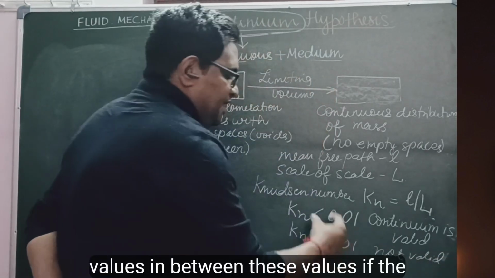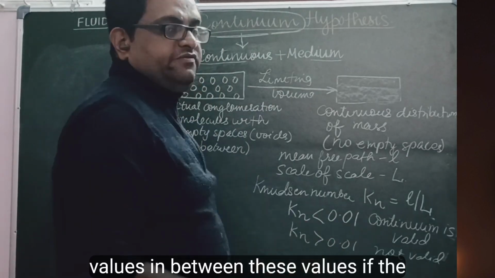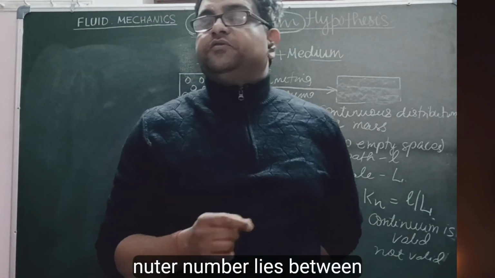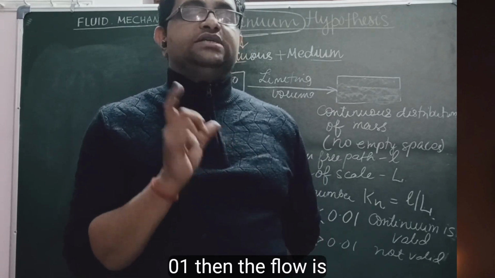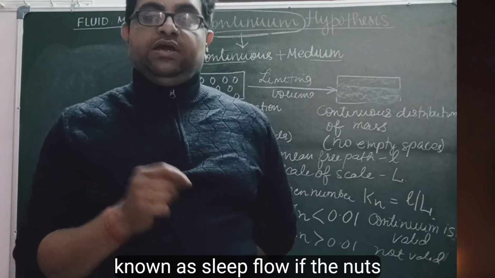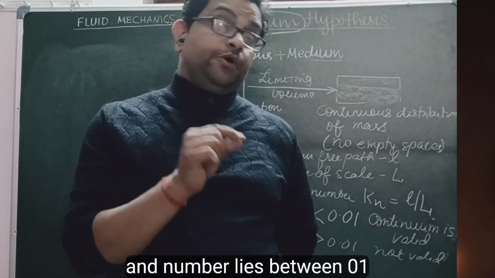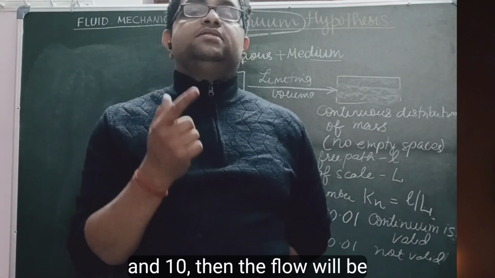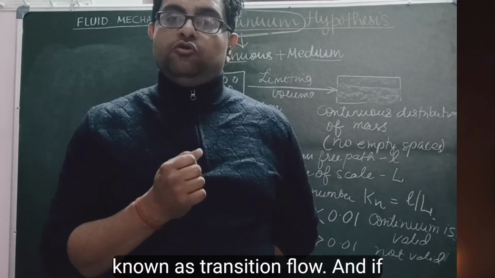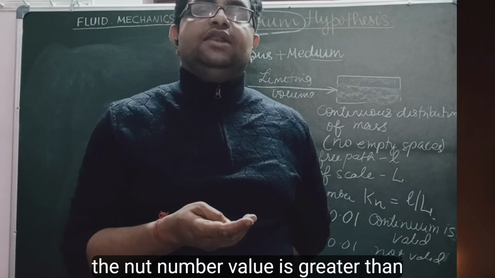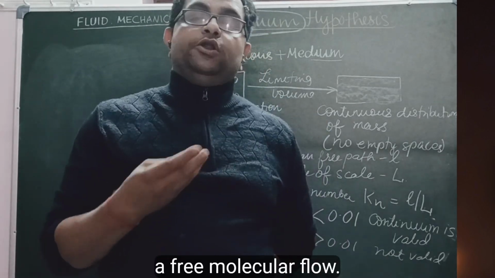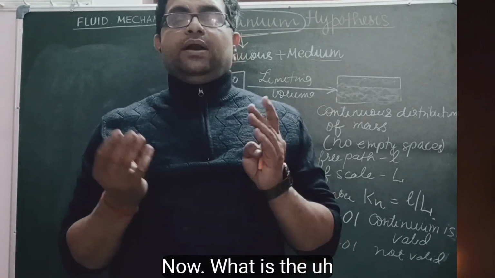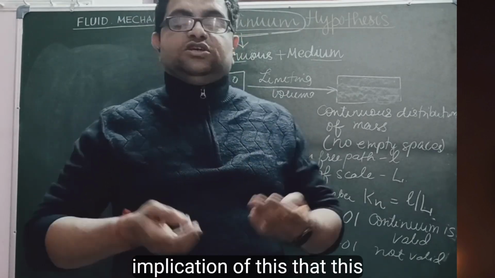Of course, there are values in between. If the Knudsen number lies between 0.01 and 0.1, then the flow is known as slip flow. If the Knudsen number lies between 0.1 and 10, then the flow will be known as transition flow. And if the Knudsen number value is greater than 10, then we will say that there is a free molecular flow. Now, what is the implication of this?